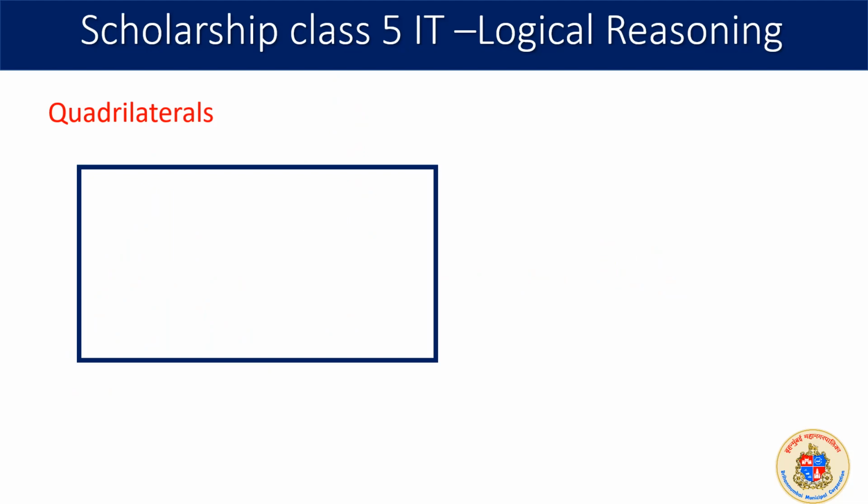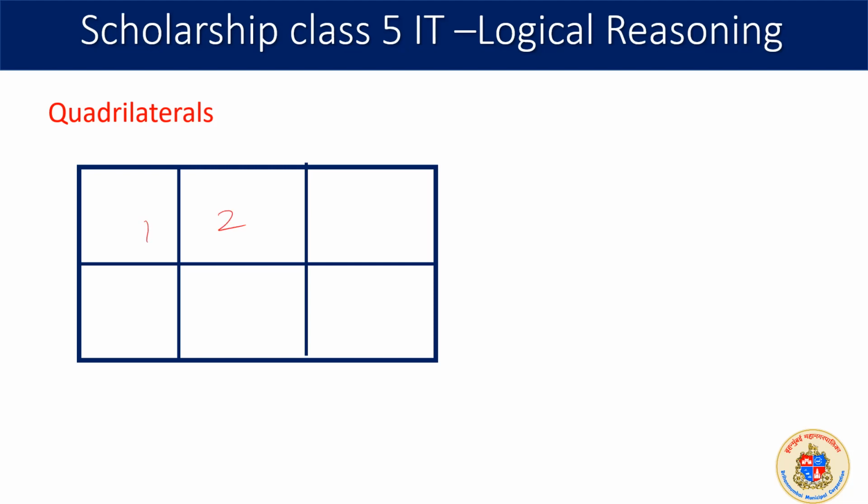Moving ahead. Quadrilaterals, 4-sided figures. This is also something interesting. We know that this is a rectangle. If I divide this rectangle, or the quadrilateral, into a figure having 6 quadrilaterals, if I number it 1, 2, 3, okay, in that way. So there are 6. The question is, how many quadrilaterals are there here?